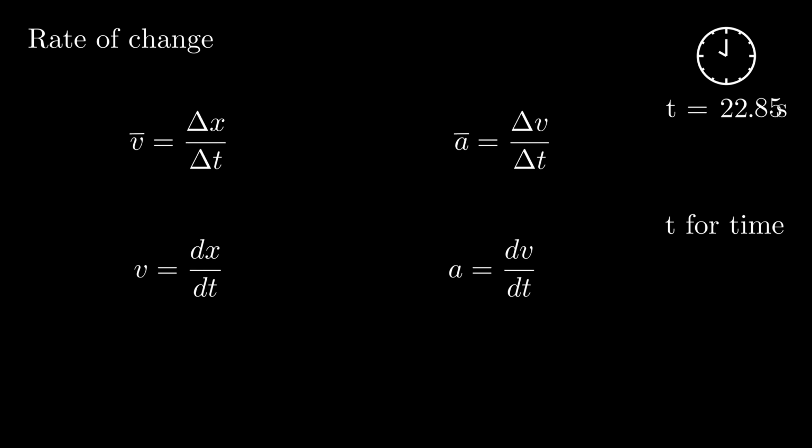In these equations, the line over the V and A stand for average value. These triangles are called deltas, and they stand for change. And these D's are derivatives, which represent instantaneous change for those taking this course with calculus.